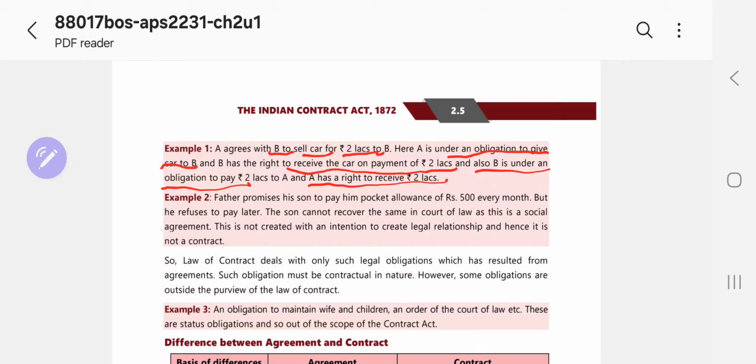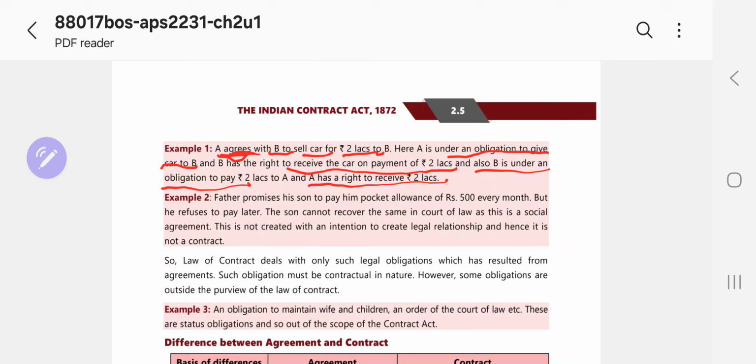Here there are two parties, A and B. One is agreeing to pay 2 lakh rupees and another one is agreeing to sell his car. So there are promises, because here you can see A agrees with B to sell the car for 2 lakh rupees. So B is promising to pay 2 lakh rupees to A and A has accepted that promise or proposal. When A has accepted that proposal to deliver his car and to accept rupees 2 lakhs, then it created a promise.